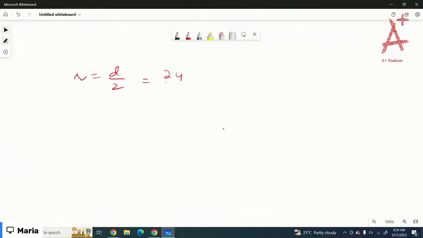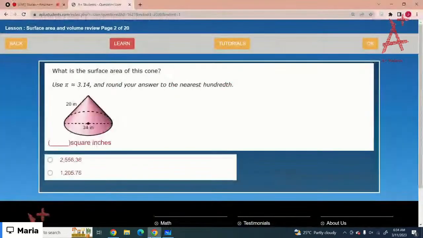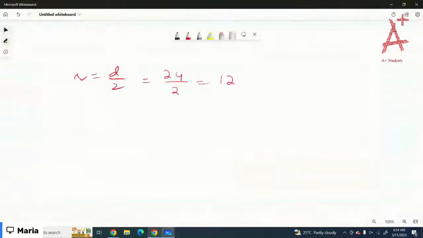Diameter is 24, so 24 over 2 equals 12. That means the radius is 12 and the height of the cone is 20. You have to calculate the area of the base. The area of the base is pi r square, the circular base.